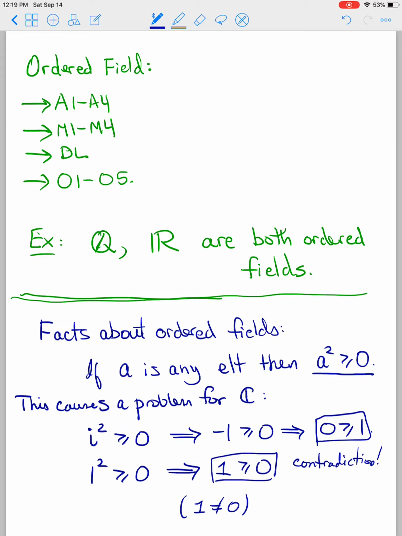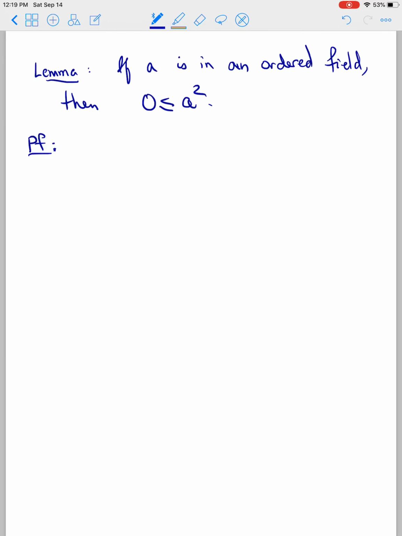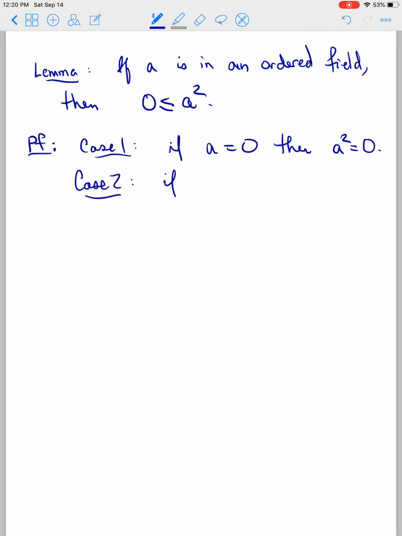So let me prove now that we have this statement. So if A is an element in an ordered field, then if we square it, we're going to get something that's greater than or equal to 0. And so I'm just going to do three cases. Case 1: if A is equal to 0, then of course A squared is 0, which equals 0, so our case is satisfied. Case 2 is going to be if A is positive.